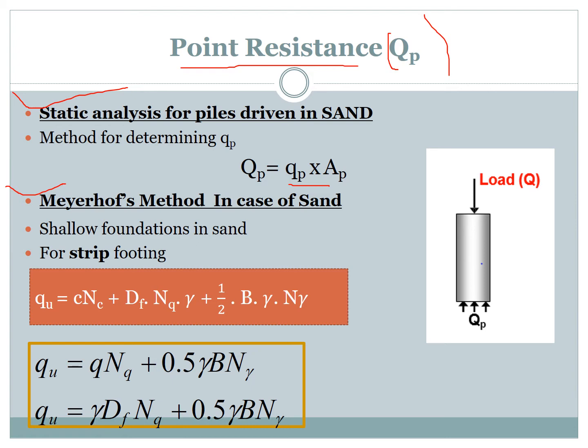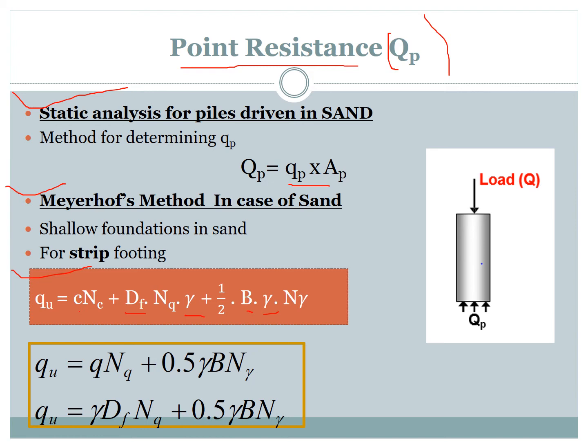The bearing capacity equation of a shallow foundation for a strip footing is Qu equal to cNc plus Df gamma Nq plus 1/2 B gamma N gamma, where c is the cohesion, Nc, Nq, N gamma are the Terzaghi bearing capacity factors, Df is the depth of the foundation, B is the width of the foundation, and gamma is the unit weight of the soil.